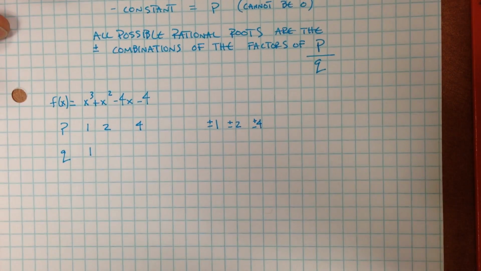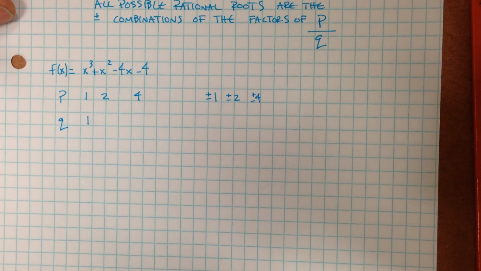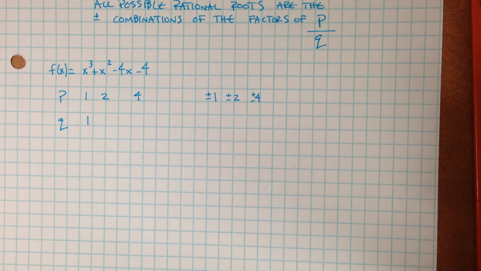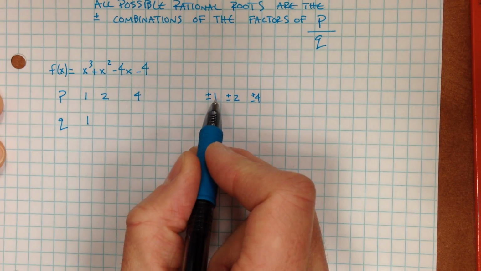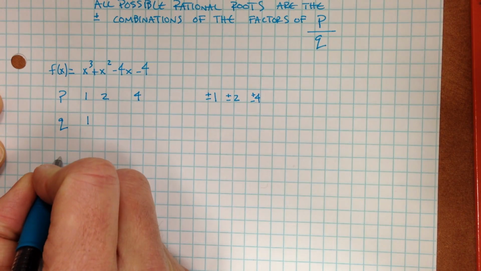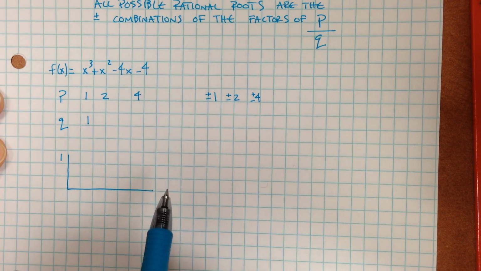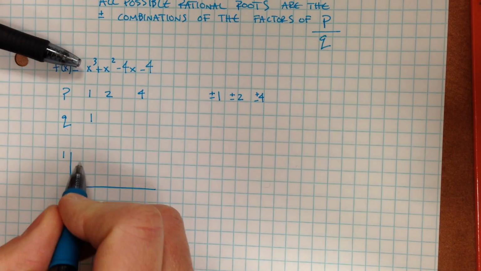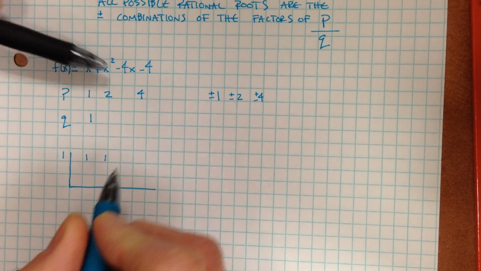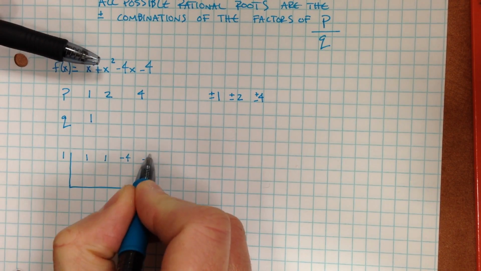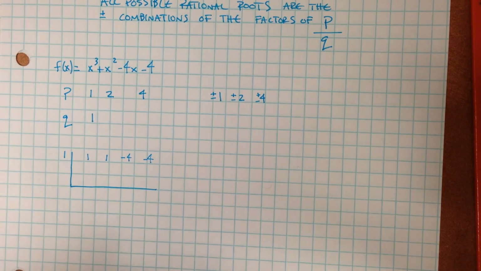The easiest and most efficient way of doing that, other than punching it into a computer and immediately getting your roots, would be to use synthetic division. Since these are roots right here, let's say we wanted to start with checking a value of positive 1. Let's do my synthetic division. The coefficients for my polynomial are 1, 1, -4, and -4. Once we get a remainder of 0 here, we will know that we have found a root.